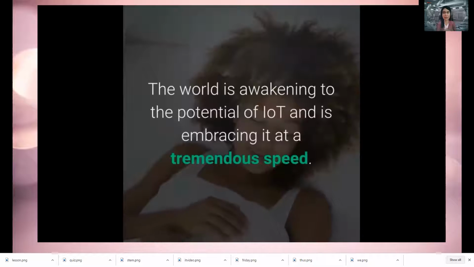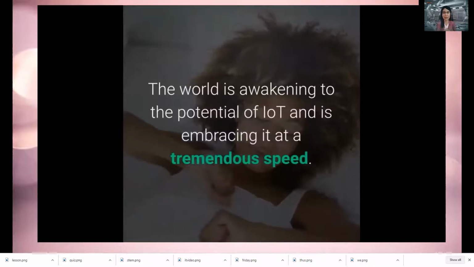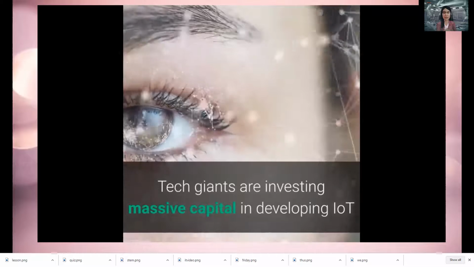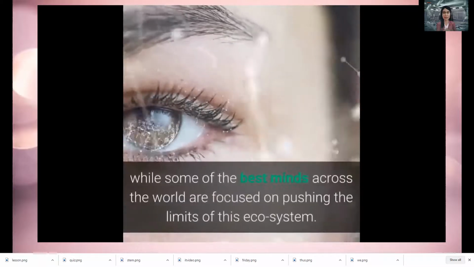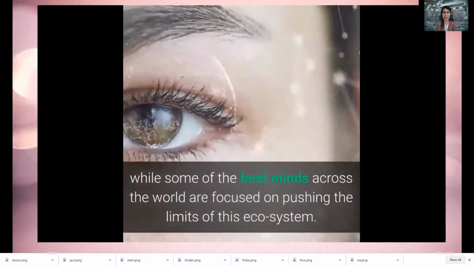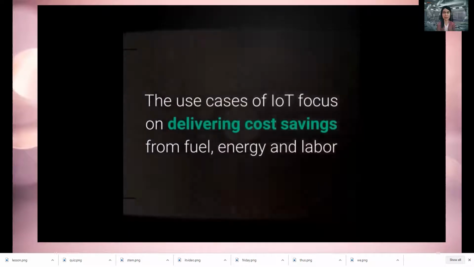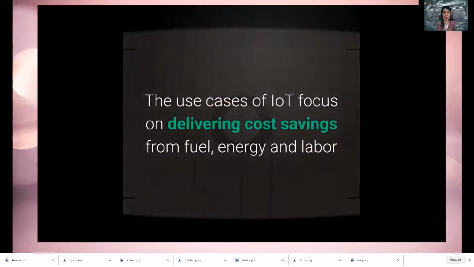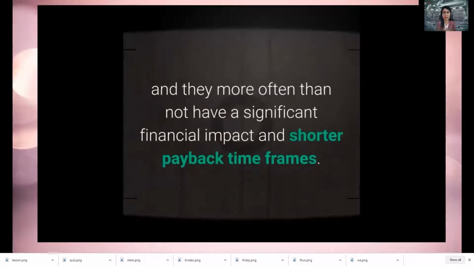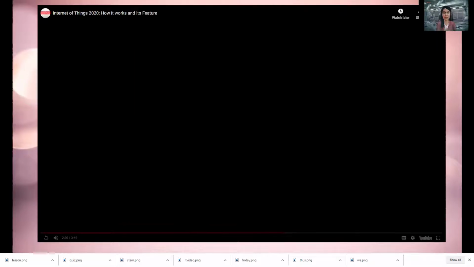The world is awakening to the potential of IoT and is embracing it at a tremendous speed. Tech giants are investing massive capital in developing IoT, while some of the best minds across the world are focused on pushing the limits of this ecosystem. The use cases of IoT focus on delivering cost savings from fuel, energy and labor, and they more often than not have a significant financial impact and shorter payback.